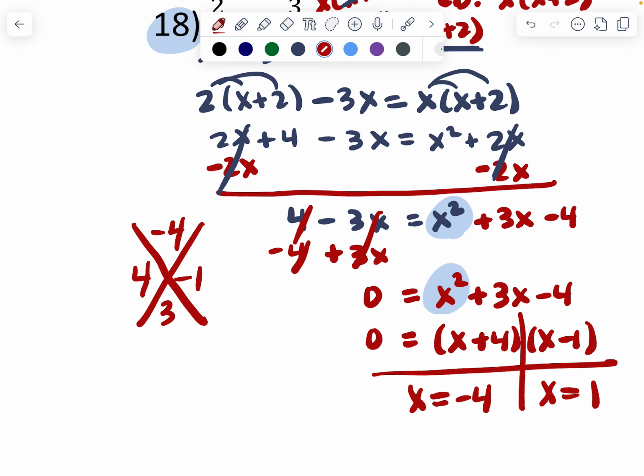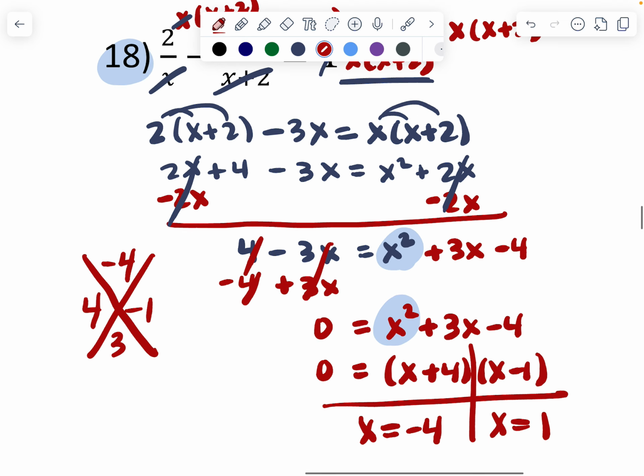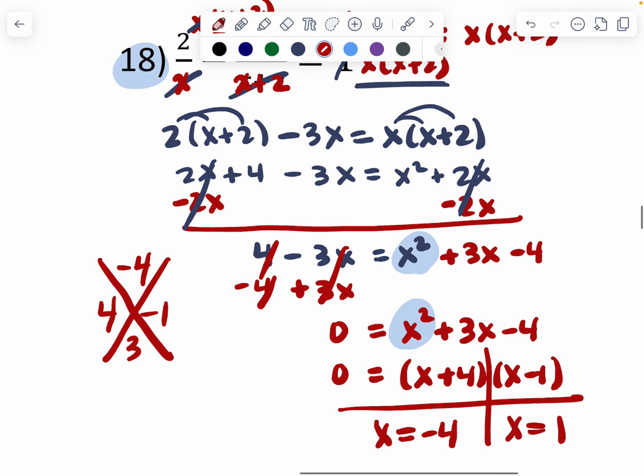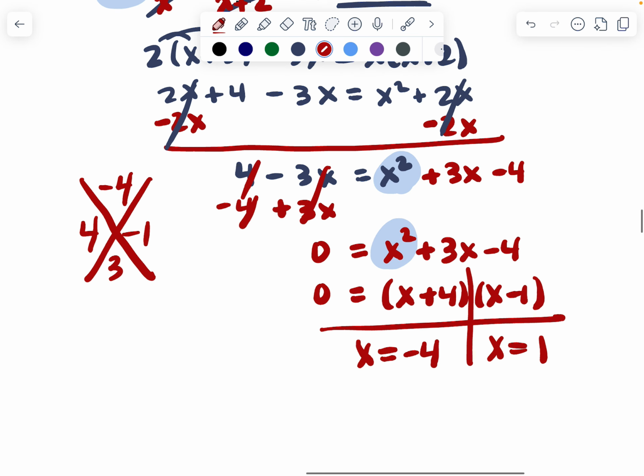Now, do those work? Let's look at the original problem. Would x equals -4 be a problem? Look, this used to be an x. If I plug a -4 in there, that's not 0. This was x plus 2. If I plug a -4 in there, -4 plus 2, that's not 0, so I'm good with the -4. Can I plug in 1? Yep, that would give me 1 and 3. I'm good to go. So these are both going to be your answers.